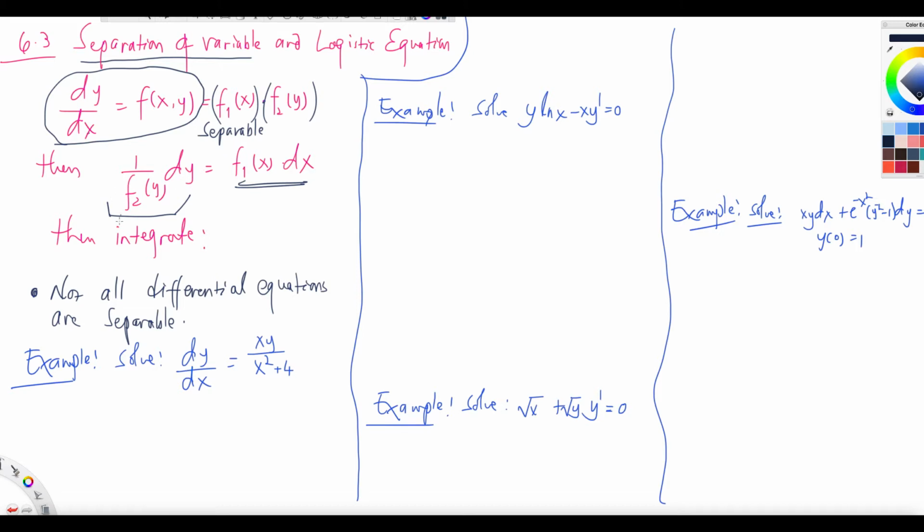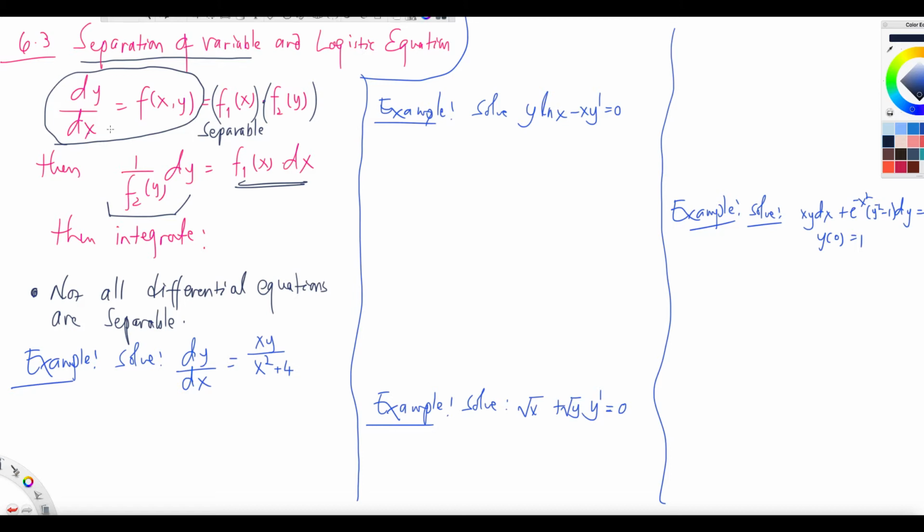After you separate, you integrate on both sides and solve for y if you can. If you cannot solve for y, just write down whatever equation you get. Let us see some examples and then you will understand this method better. But first of all, not all differential equations are separable. Some differential equations are so complicated that you cannot separate the x and y functions and write them in product form. So only some differential equations are separable, and if the differential equation is separable, it is easy to solve.